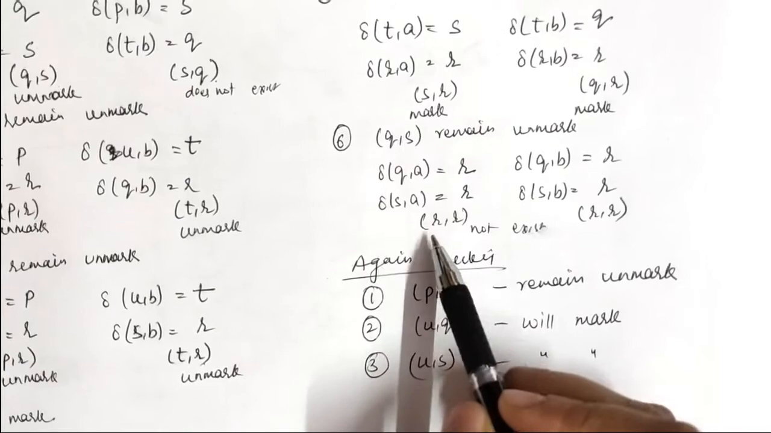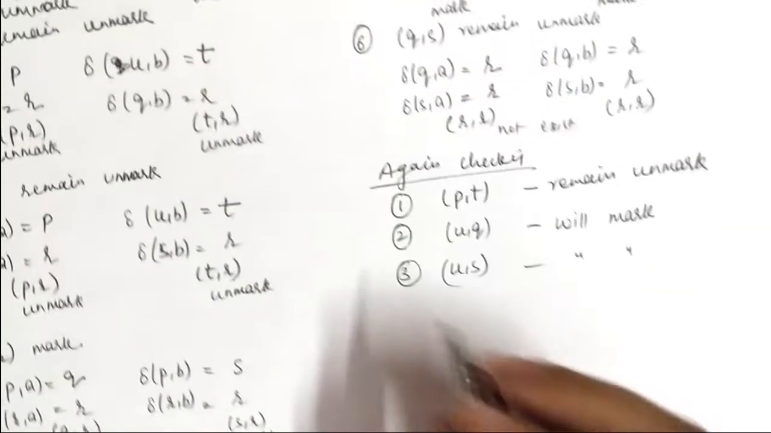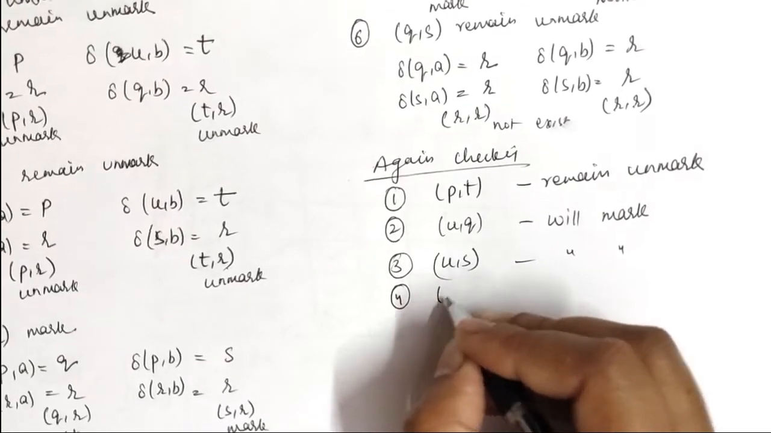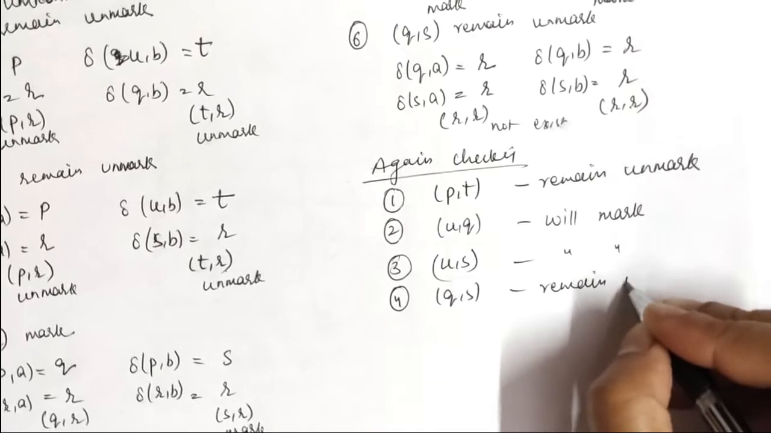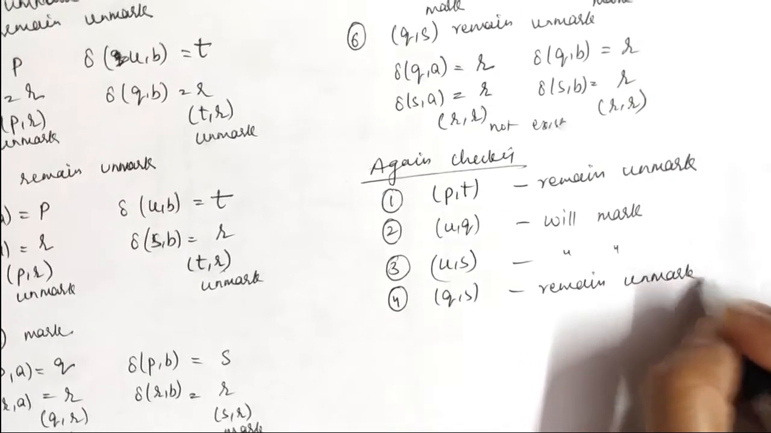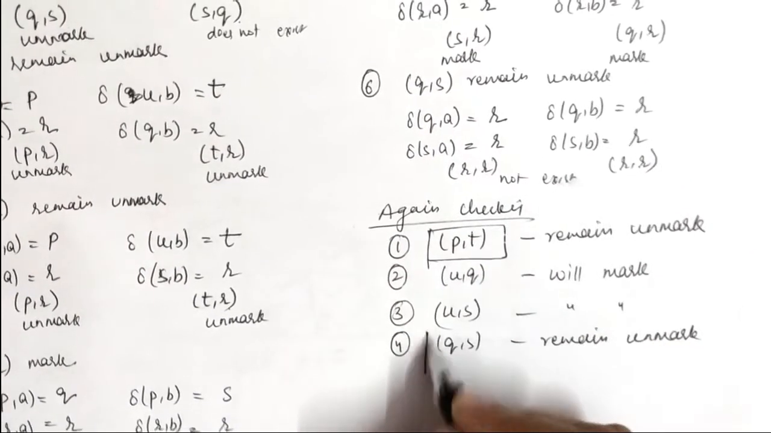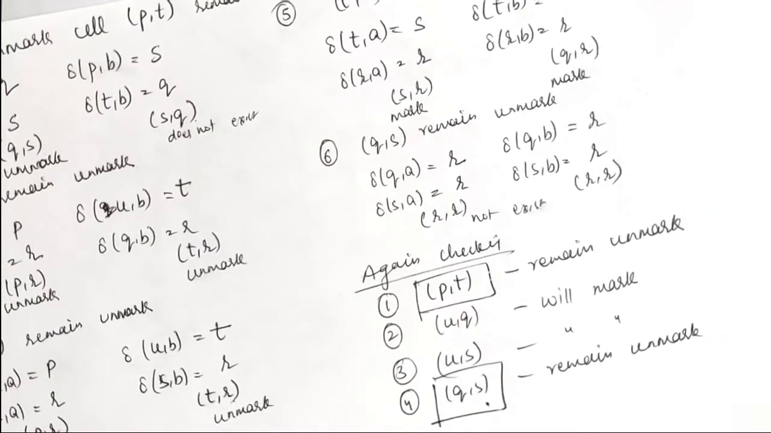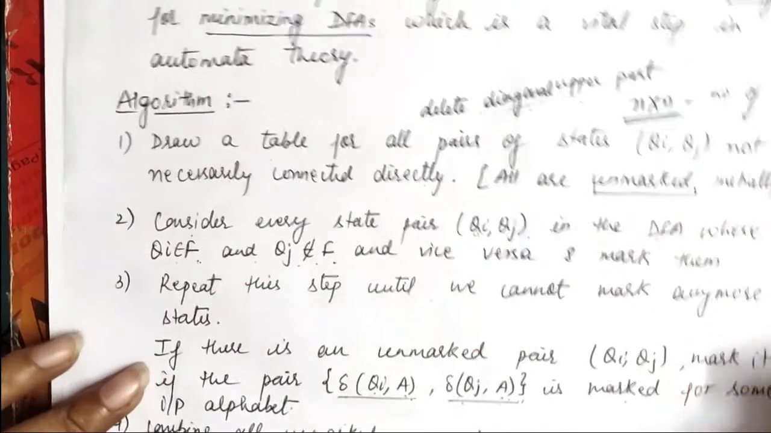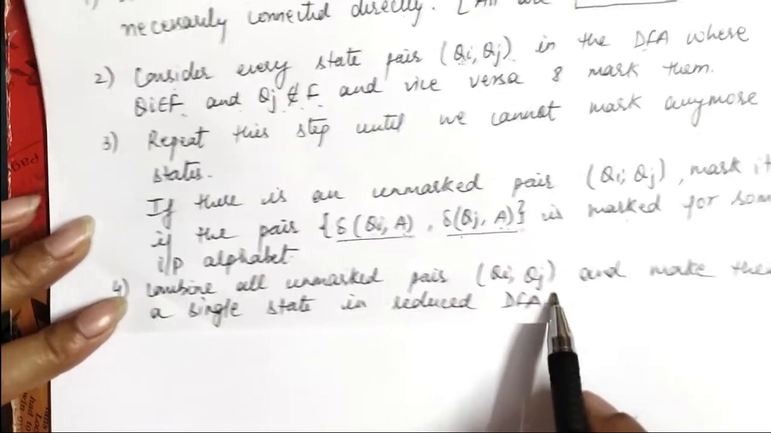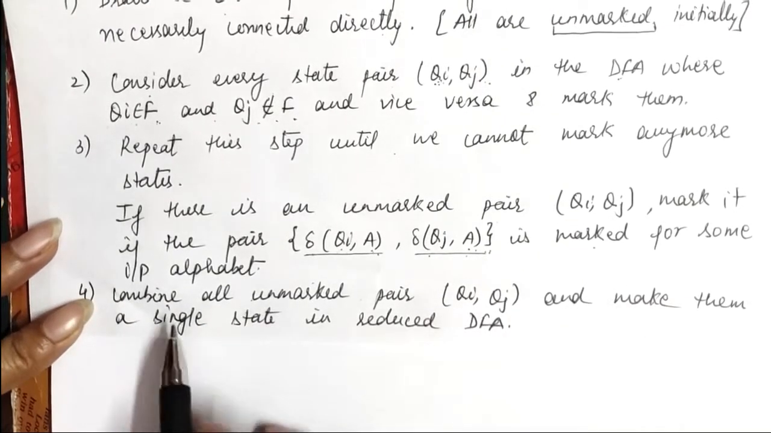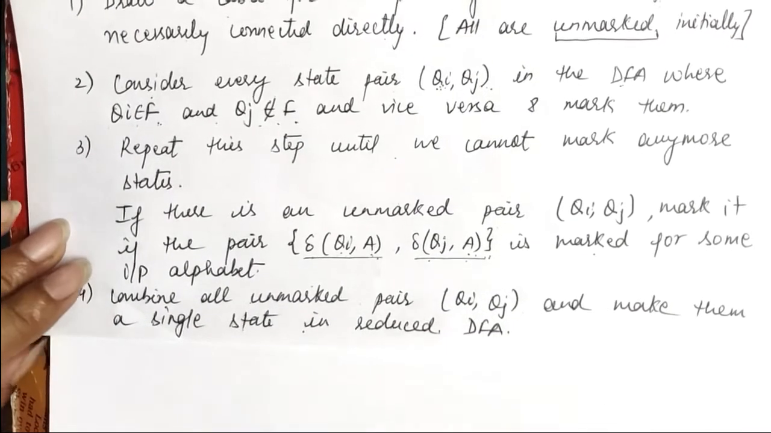Now the last unmarked pair is number 6, that is Q comma S. For Q comma S, the resulting pair is R comma R and R comma R. So the R comma R does not exist. This means that Q comma S still remains unmarked. So this means that P comma T and Q comma S remain the unmarked cells. Now the last step says that we combine all the unmarked pairs Qi and Qj and make them a single state in the reduced DFA.